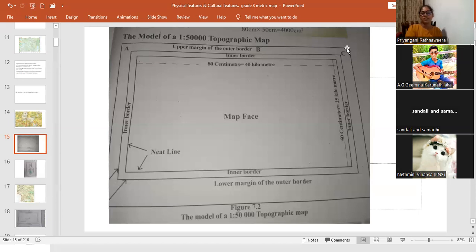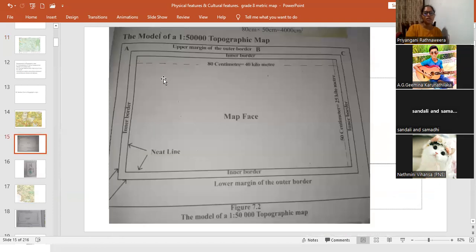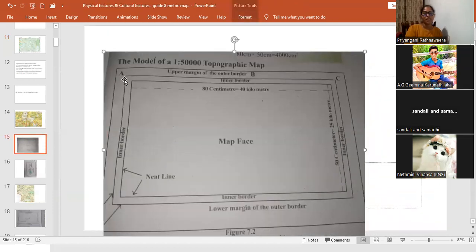A, B, C. What is the information mentioned here? A: here you can see Sri Lanka 1 to 50,000 map. Here there is a name. Here you can see a number. Then what information should be mentioned here? A, B, C. What is the information?